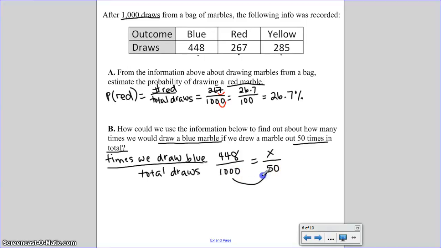Well, I know that 1,000 divided by 20 gives me 50. And think about that. 5 times 2 is 10. I add those two zeros, I get back to 1,000 if you're having trouble. So that means in order to get from 448 to my variable x, I can also divide the top by 20. Going out to the side here and doing that math, I get 448 divided by 20.